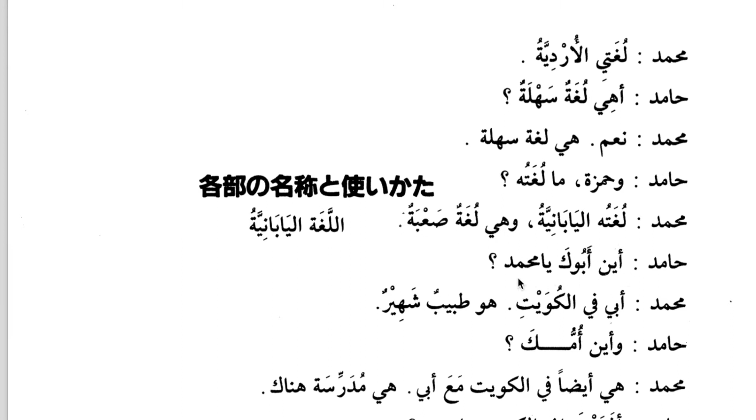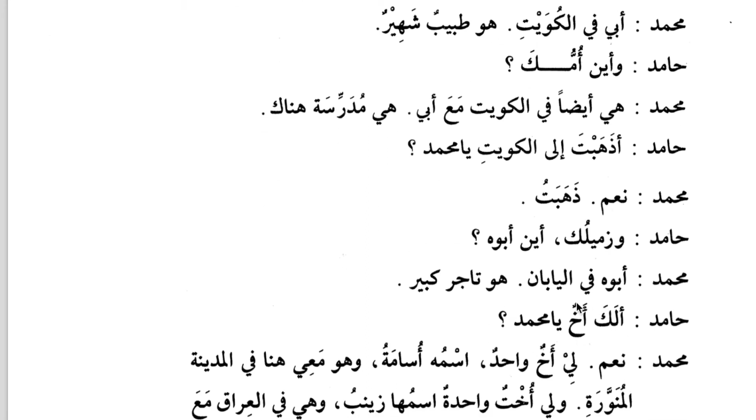أين أبوك يا محمد؟ أبي في الكويت، هو طبيب شهير. وأين أمك؟ هي أيضا في الكويت مع أبي، هي مدرسة هناك. أذهبت إلى الكويت يا محمد؟ نعم ذهبت. وزميلك أين أبوه؟ أبوه means where is his father. وزميلك, your classmate, أين أبوه, where is his father. أبوه في اليابان، هو تاجر كبير.